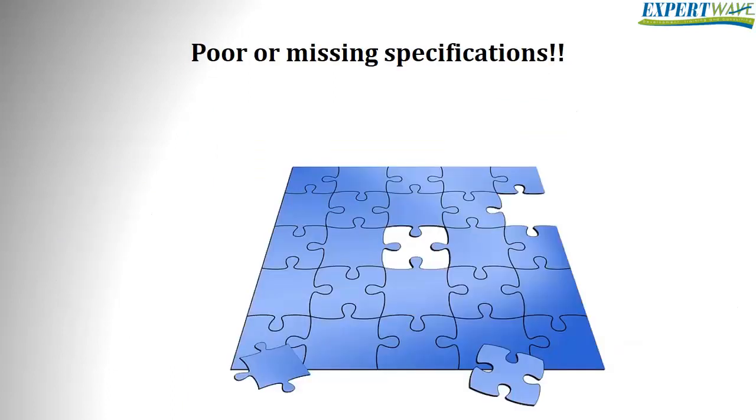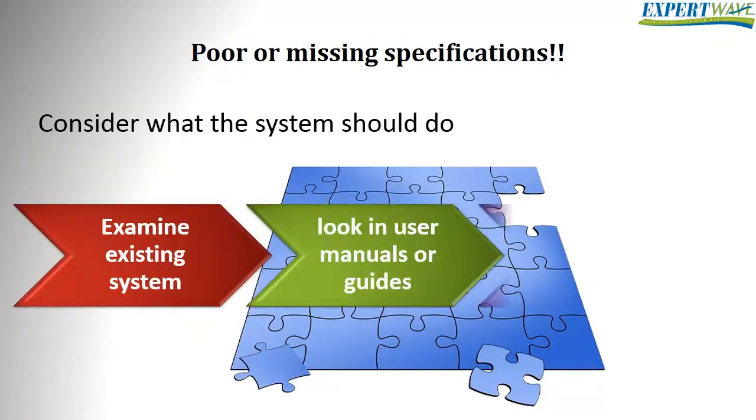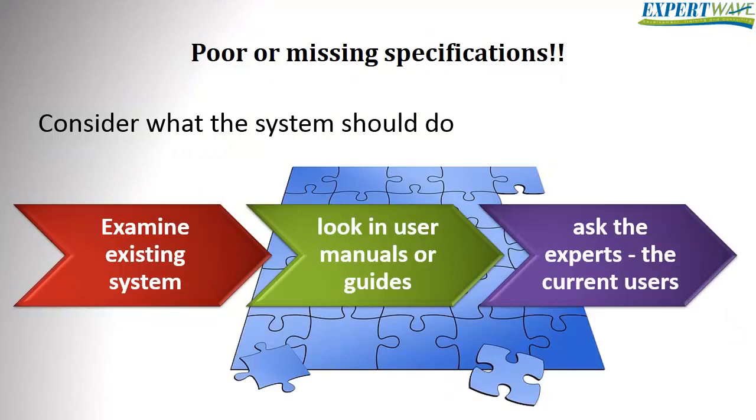One point about maintenance testing is that it can be difficult if specifications are out of date or missing, or testers with domain knowledge are not available. So what would you do if you face this situation yourself? Well, you should consider what the system is currently doing. For example, examine the existing system, look in user manuals or guides, and ask the experts, the current users.